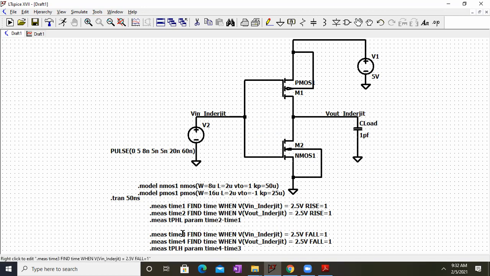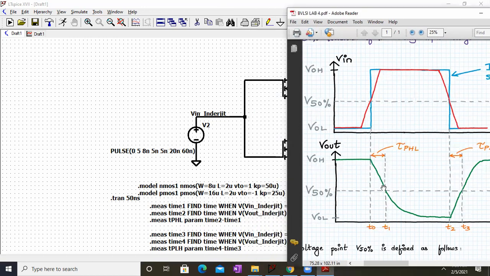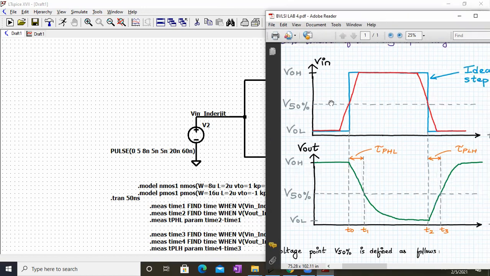And similarly, for the low to high propagation delay, we are calculating the time when input is rising at 50% value, and here whenever the output is falling at 50% value. I mean, those are the definitions, right? Here you see it very clearly. That's what we have done when it is falling, and here it is when it is rising, at 50% value. So this difference, from when input is rising through 50% till output crosses 50% value, is what we are calculating.